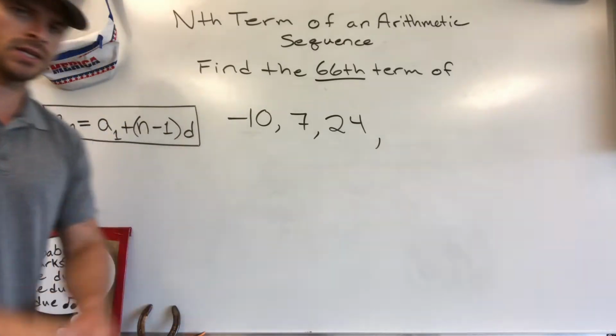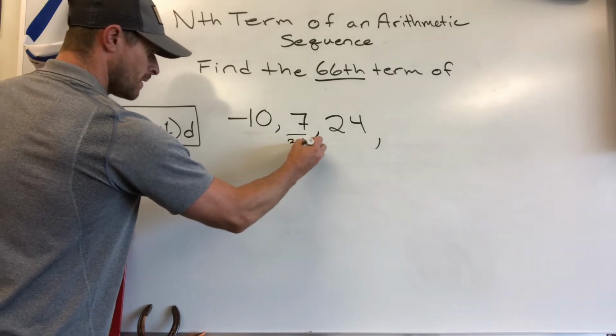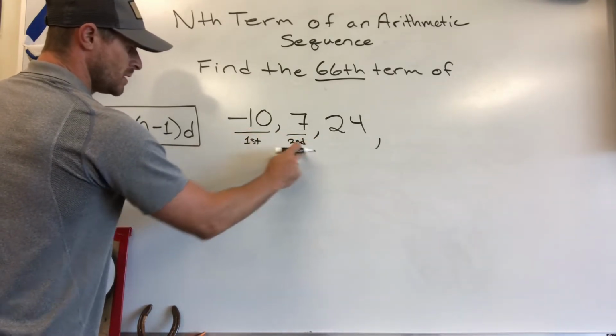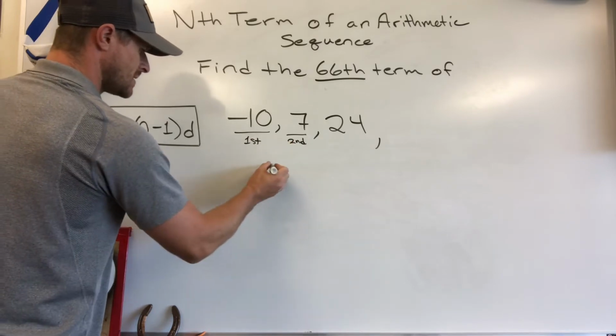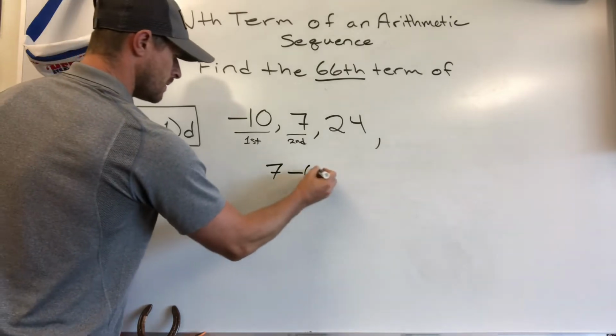In my previous video, I showed you how to find a common difference. You just take that second term and subtract our first term, and that would be the difference between these two values. So we're going to say 7 minus negative 10.